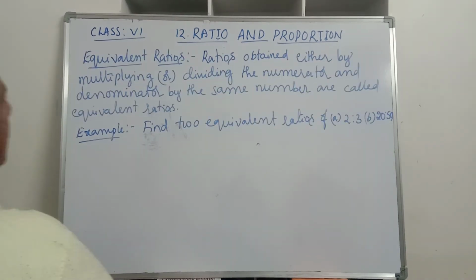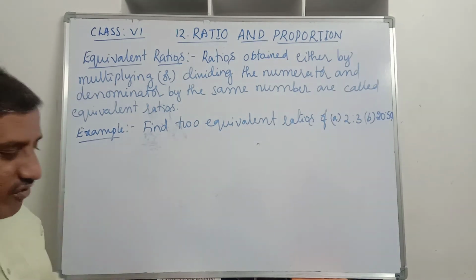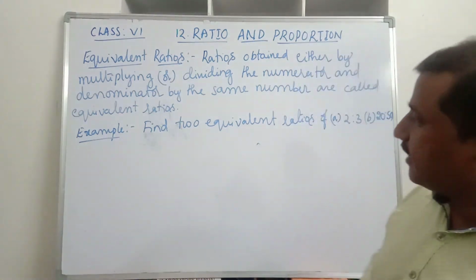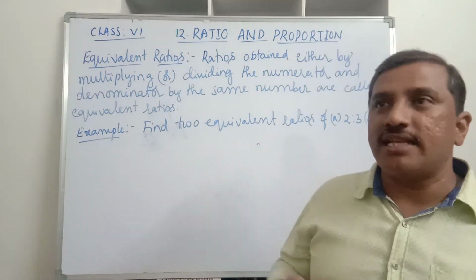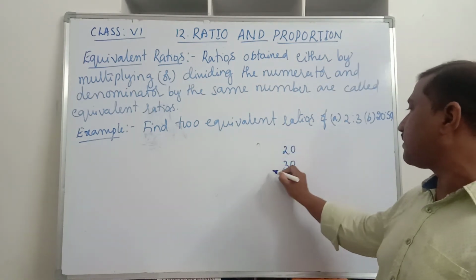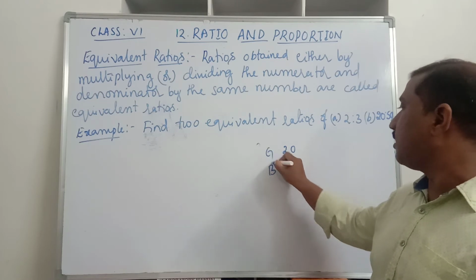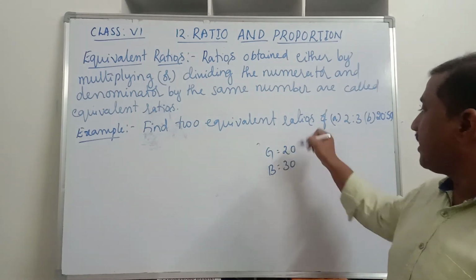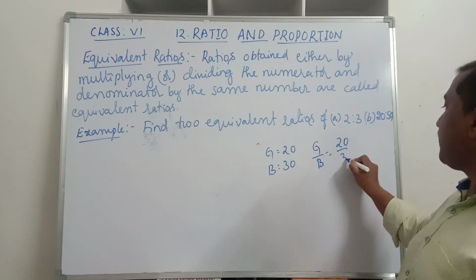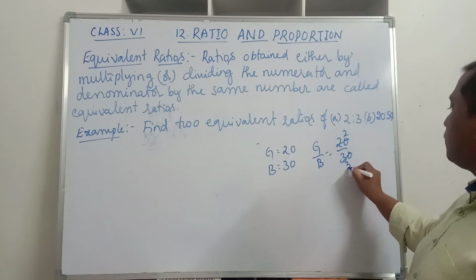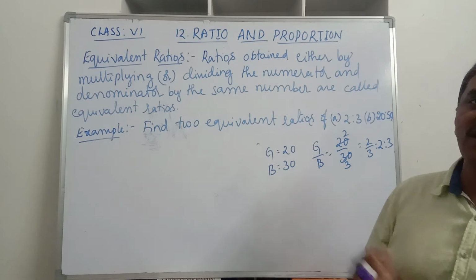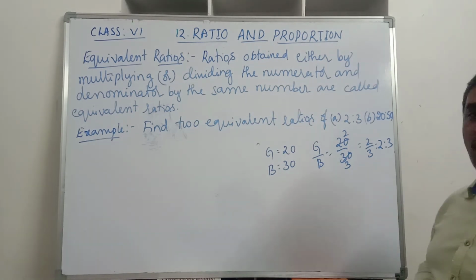Now, the equivalent ratios. So, what are equivalent ratios? Observe situations like this. What is the ratio of girls and boys in a class? Girls are 20 members and boys are 30 members. Then what is the ratio of girls to boys? That is 20 by 30. 10 2s are 20, 10 3s are 30. That is 2 by 3, which is 2 is to 3. This is one situation. We find the ratio 2 is to 3.